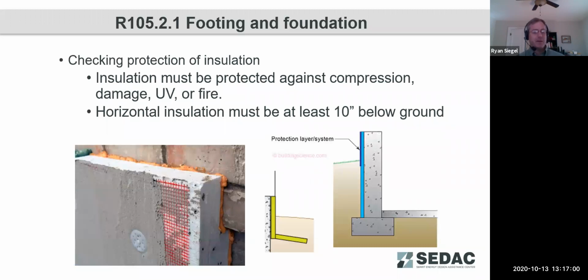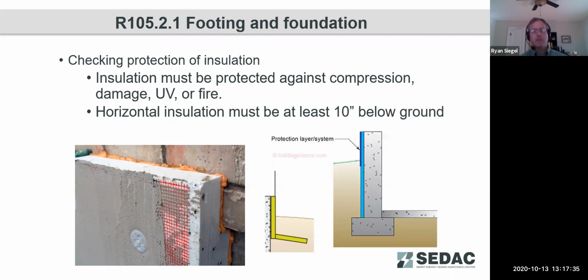So as far as protecting our insulation, once we install our insulation, we need to protect it from many different aspects. Some of this can be compression, physical damage, ultraviolet light, or fire. There have been some cases where insulated exterior assemblies have resulted in some rather dramatic fires due to improper protection of the insulation from fire.